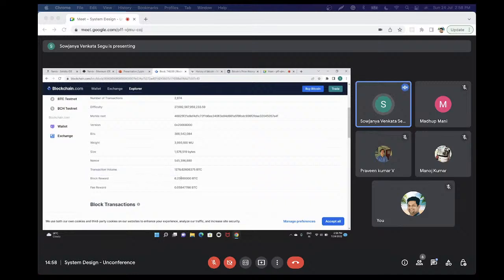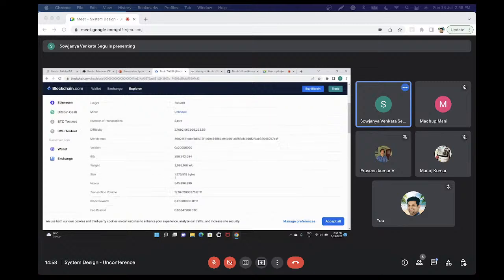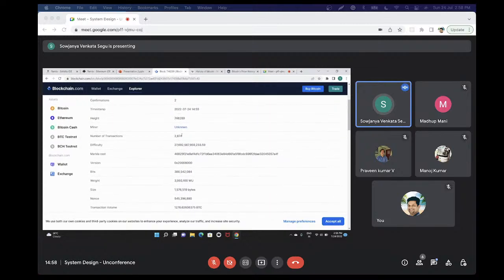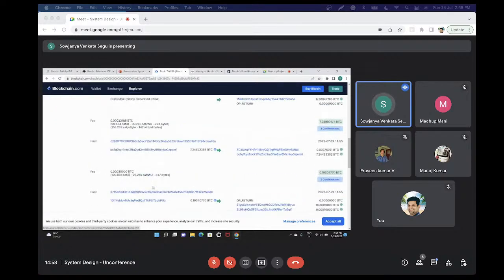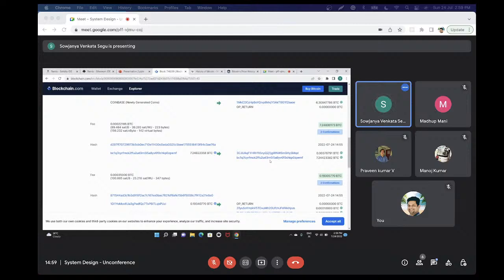And the block reward currently is 6.25 bitcoins. 2,874 transactions are included in this. We can see all the transactions that are included. And in Bitcoin, these transactions are stored as UTXO, which is unspent transaction outputs. Every transaction has inputs and outputs. Whatever we see here is the address to which the funds are transferred.